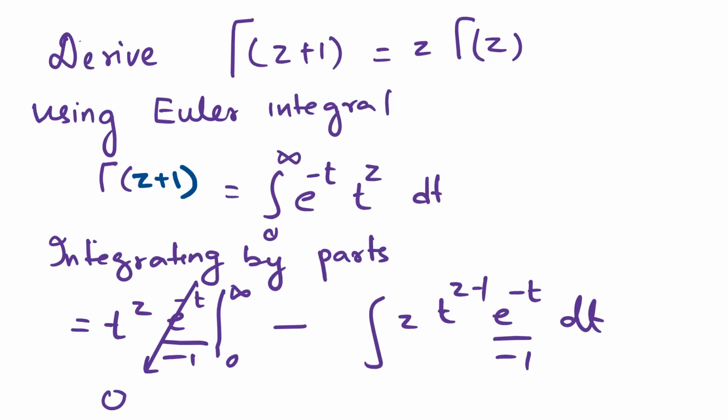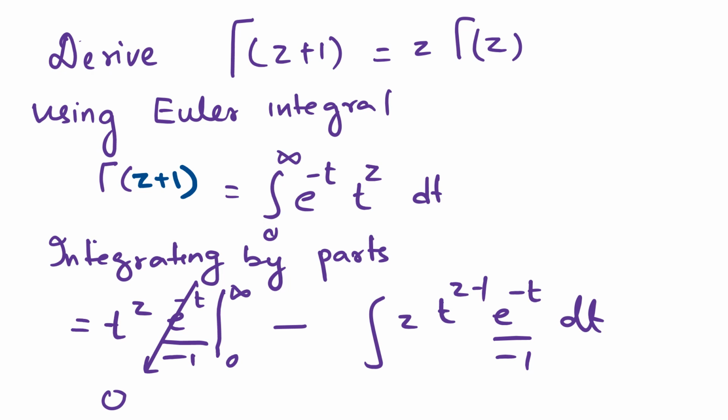Now, again, let us try to derive. We have already derived in the first case, for the first definition. Now we will derive for the integral definition that gamma z plus 1 is equal to z gamma z. So we know our integral says gamma z plus 1 is equal to 0 to infinity e raised to minus t, t^(z+1-1), since z is z plus 1, so this becomes t^z dt. Just do integration by parts.